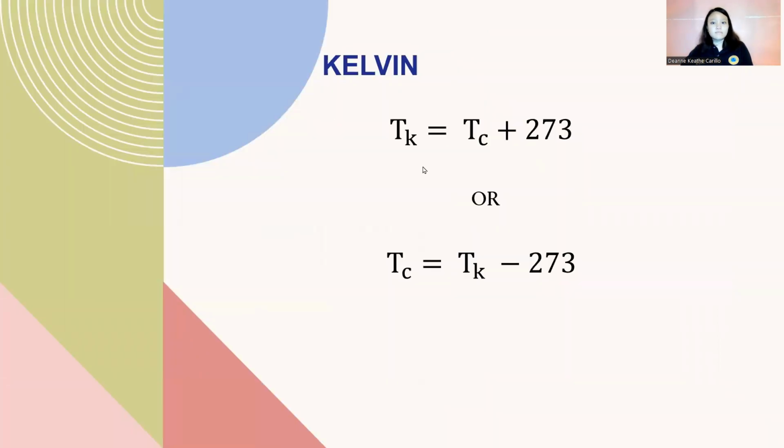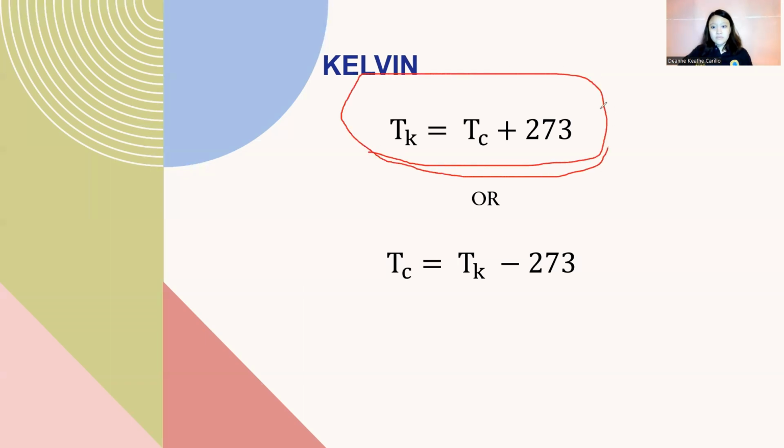Kelvin. The formula of the Kelvin scale: temperature Kelvin is equal to temperature Celsius plus 273. If the question is asking for converting temperature Celsius to temperature Kelvin, this is the best formula to use. This is the formula that we should use.